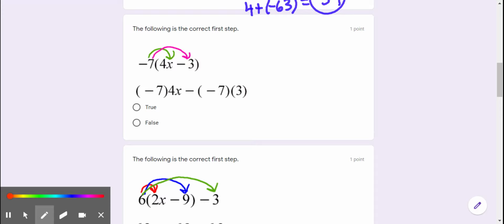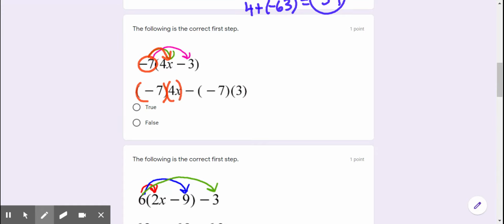Okay, next one, is this one correct? So I'm going to distribute negative 7 to this term. So negative 7 times 4x. This subtraction goes along for the ride. And then I'm going to further distribute this negative 7 to this 3, which is negative 7 times 3. So again, this answer is going to be true. This is the true step.